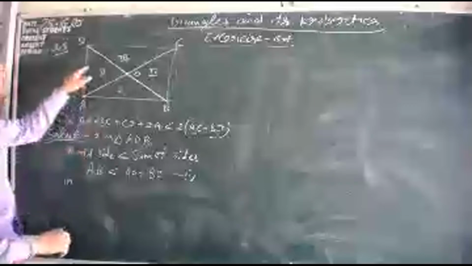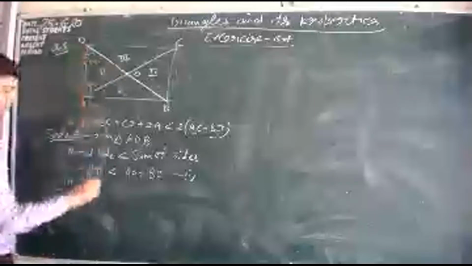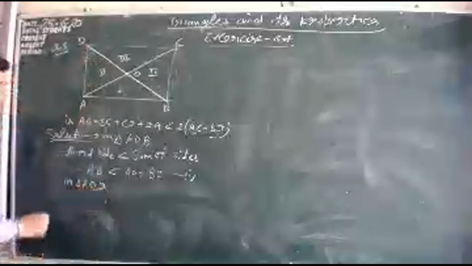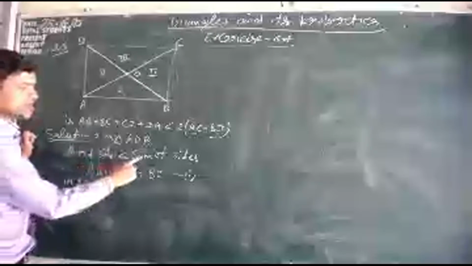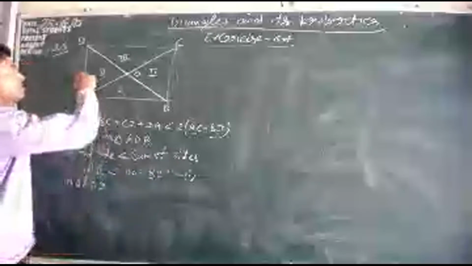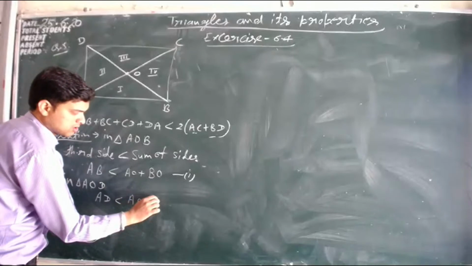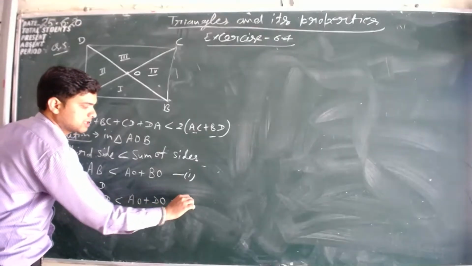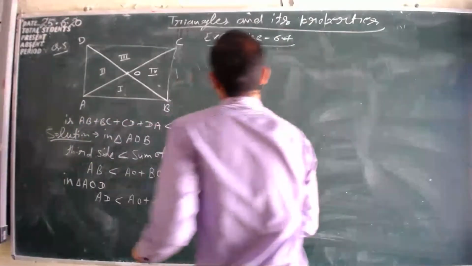Next one, in the second triangle we have to consider triangle AOD. इस triangle में अगर हम consider करेंगे तो third side should be less than sum of 2 sides. तो third side हमारे पास क्या है, AD less than AO plus DO. Clear, that's your second inequality.